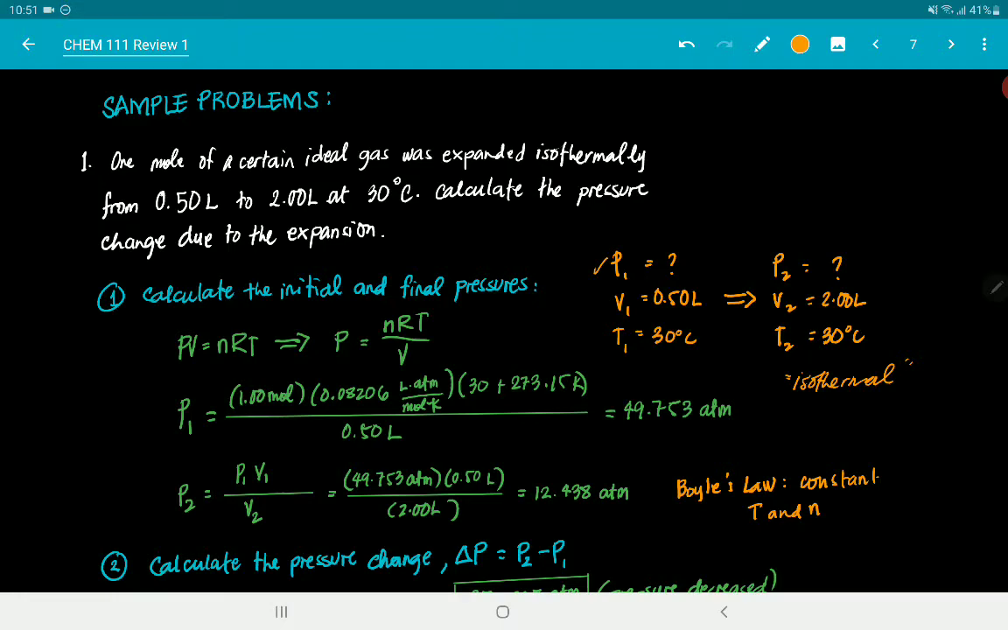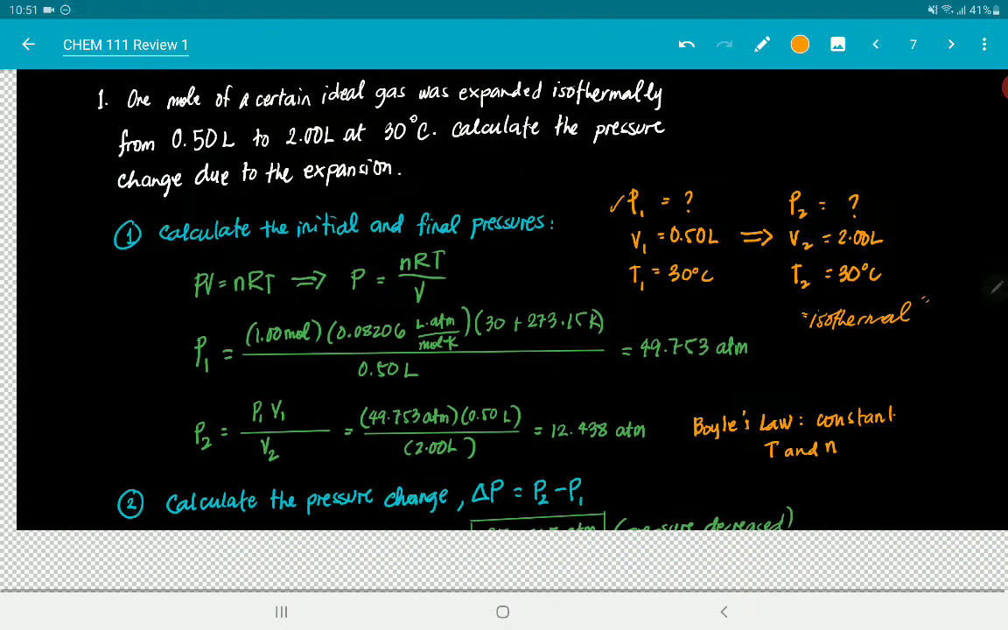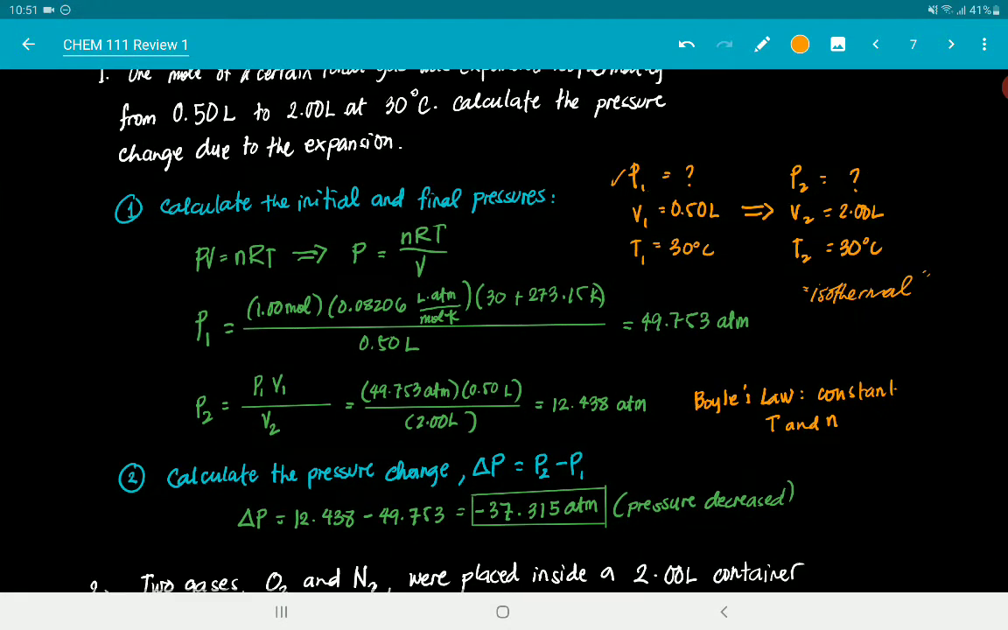So, to be able to get this pressure, or P2, you need to use Boyle's law. So, Boyle's law is P1V1 is equal to P2V2. So therefore P2 is equal to P1V1 over V2. So just substitute the values. 49.753 times 0.5 over 2 liters is 12.438 atmospheres.